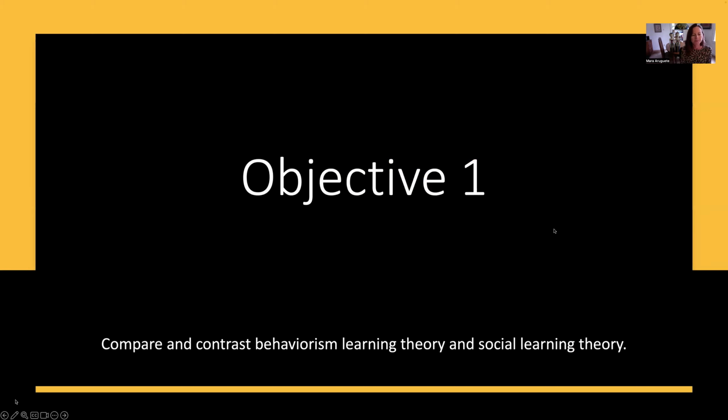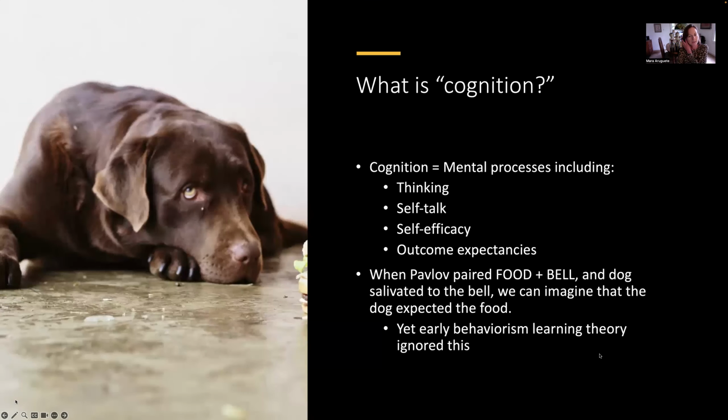Objectives 1 and 2. So for objective 1, we'll compare and contrast behaviorism learning theory and social learning theory. Well, as you remember, behaviorism learning theory from the last chapter is the idea that learning is shaped largely through consequence. So you behave, and then there's a consequence for your behavior. And the consequences being reinforcement or punishment. Reinforcement increases the behavior, punishment decreases the behavior. So we'll contrast that with what we call social learning theory, which recognizes another concept, which is called cognition.